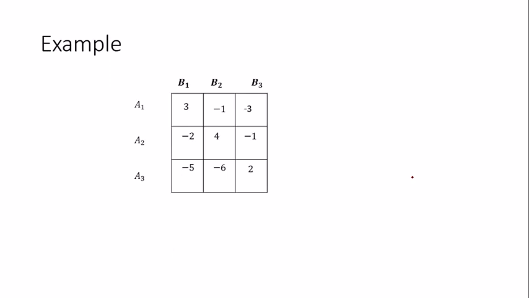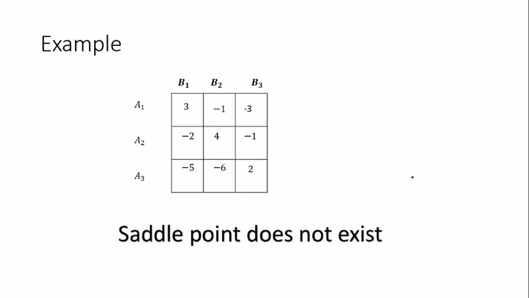And now let's do this for the example. You are given a 3x3 game and we want to solve this. First, you check whether a saddle point exists. This is the row minimum, -3. Don't forget to do this step first. This is the minimum, -2. This is the minimum, -6. So out of the row minima, the maximum is this, -2. And the column maxima are 3, 4, and 2, and the minimum of them is this 2. So this is the minimax. So the maximin is -2, the minimax is 2. Clearly they are not equal, so a saddle point does not exist.